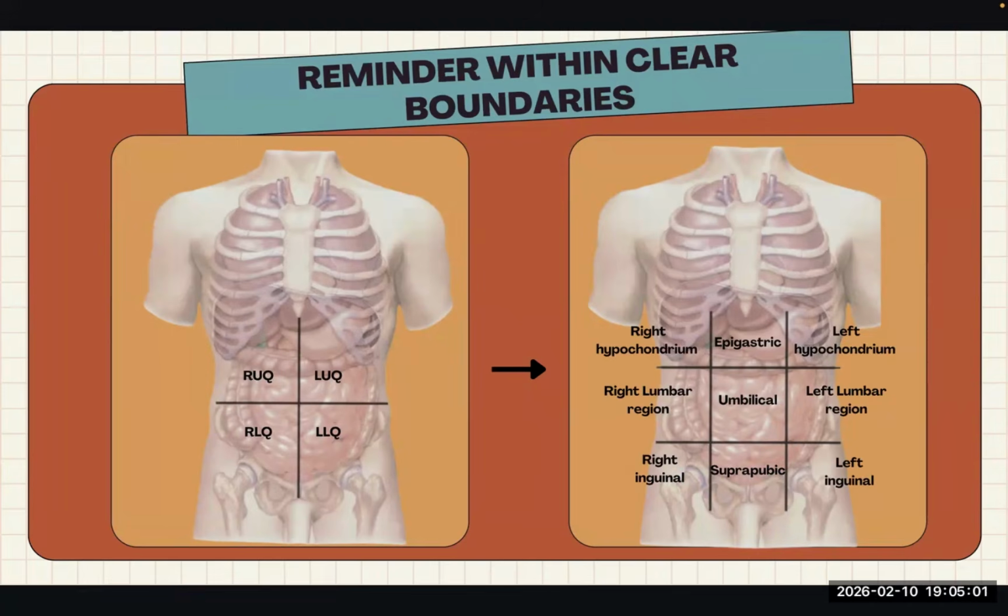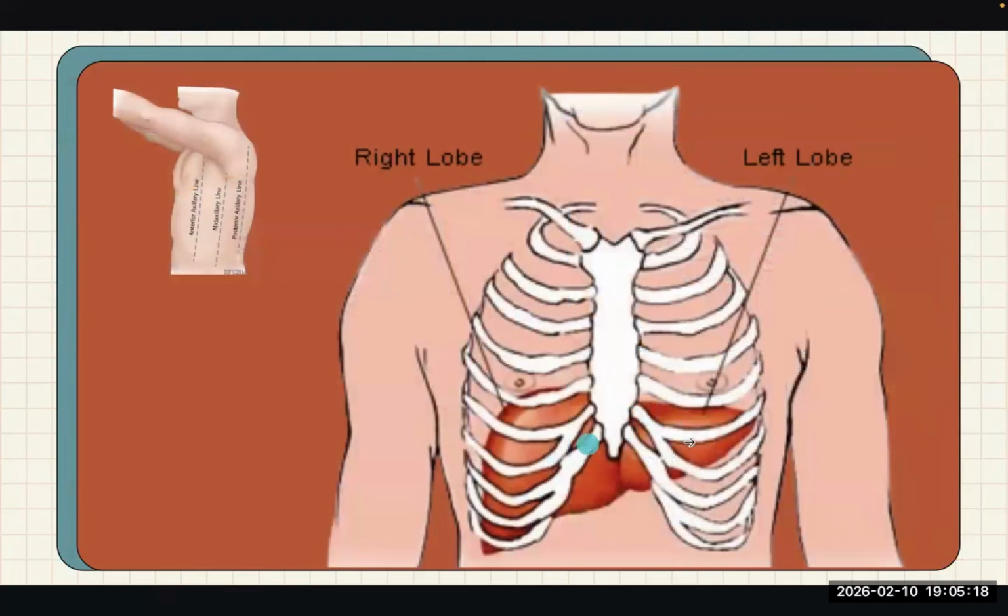Now for our main character, which is the liver. As you can see, it starts at the right hypochondrium and extends all the way through the epigastric to become a little bit above the left hypochondrium. So let's zoom in onto it. Here it is.